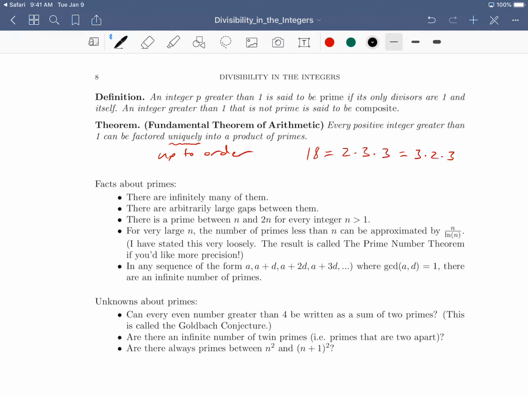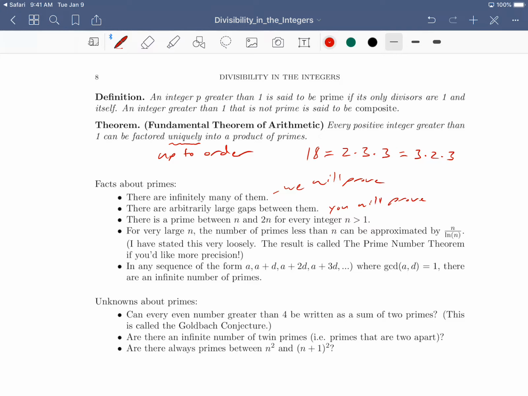All right, so primes are super important, and we know a lot about them, and there's a lot that we still don't know about them. So we're going to just look through a few facts that might be interesting to you, and then some of the things that we don't know also. So there are infinitely many of them is a fact about primes, and we're going to prove that very shortly. The second one, that there are arbitrarily large gaps between them, is for homework. So that's going to be part of your next homework assignment.